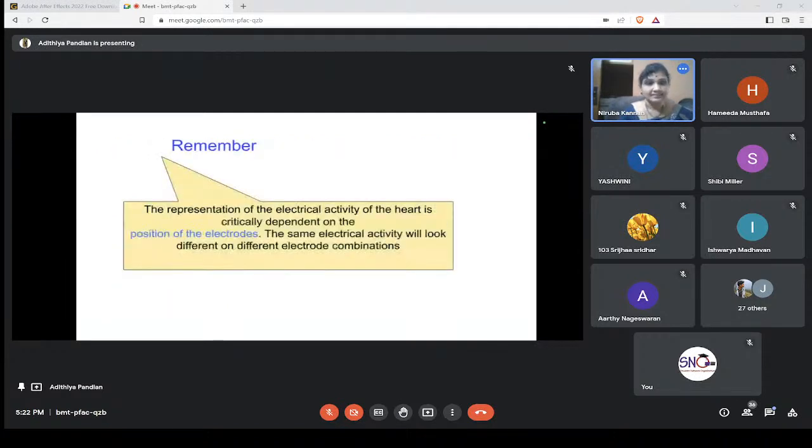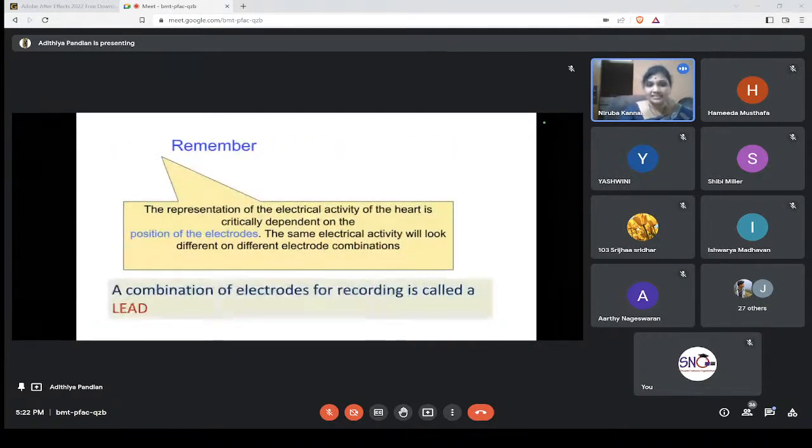Remember, the electrical activity depends only on the position of the leads. If the lead is not placed properly, then the recording you get is not going to be proper. The first thing you have to set properly, as we saw, is the speed of the paper. Look at every ECG paper, down below the calibration will be written: 25 millimeters per second, 1 millivolt is equal to 10 millimeters. If at all they have mentioned 5 millimeters is equal to 1 millivolt, then you have to read the ECG accordingly. Otherwise, it will become difficult.